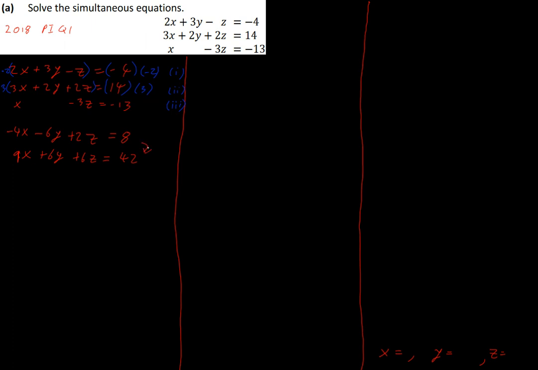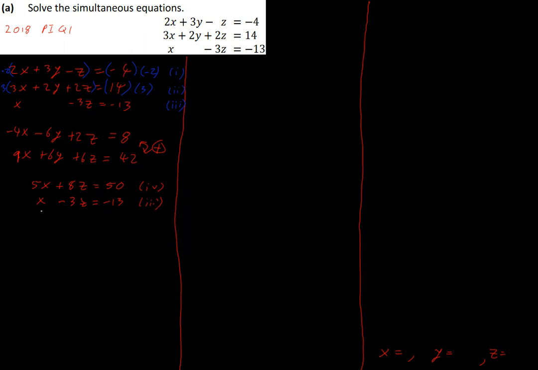Then when I add these two together, again, tell yourself what you're doing and tell the examiner what you're doing. So when I add these together, I get 5x plus 8z is equal to 50, and I'm going to rewrite my third equation. Now I've got something in x and z. I'm going to rewrite my third equation from the beginning. So I'm going to call this equation 4, and this is again equation 3.